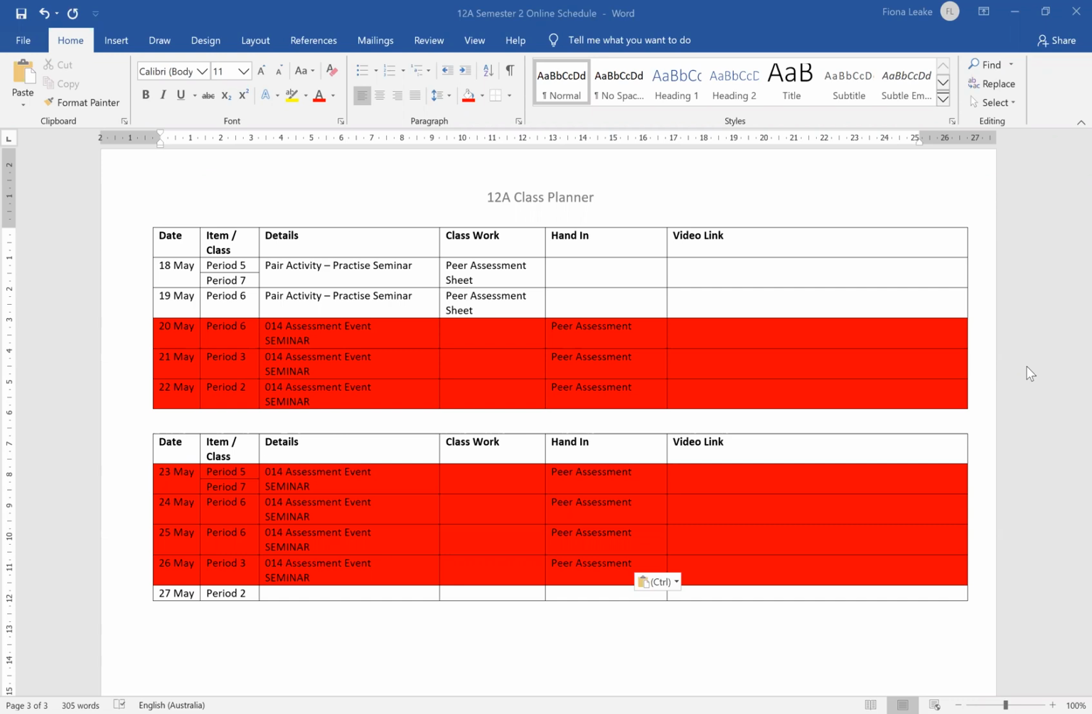So for the next 2 days, so period 5 and 7 today and tomorrow period 6, I'm actually going to allocate for you to do your practice seminar. So that means I want you to get into pairs or groups of 3. I know that you're old enough and smart enough to be able to put yourself into those groups, so I'm not going to do that for you. So just go into a group that you're comfortable with, but as I said, I'd like pairs or groups of 3 because we've only got 3 periods to go through this.